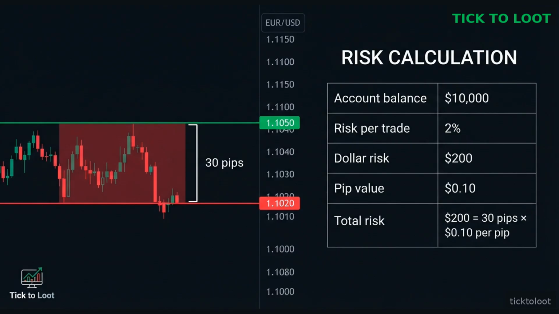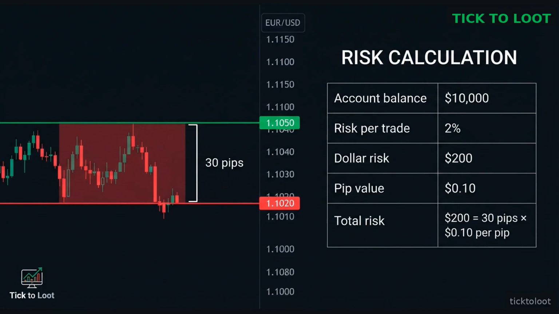Now that we have our entry and stop-loss levels, we need to translate that price distance into a real dollar amount we are willing to lose. This step is called calculating dollar risk, and it's crucial because it tells us exactly how much of our account we are putting on the line. Let's say your trading account holds $10,000. A common rule for beginners is to risk no more than 2% of your account on any single trade. 2% of $10,000 equals $200, so that becomes our maximum dollar risk for this trade.